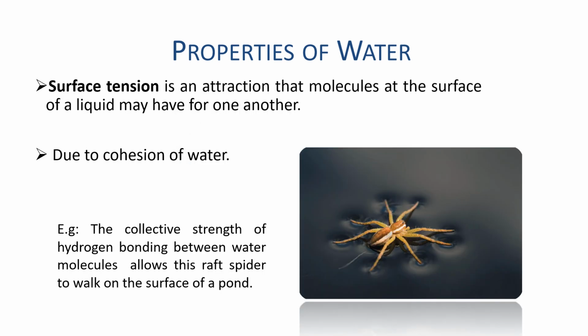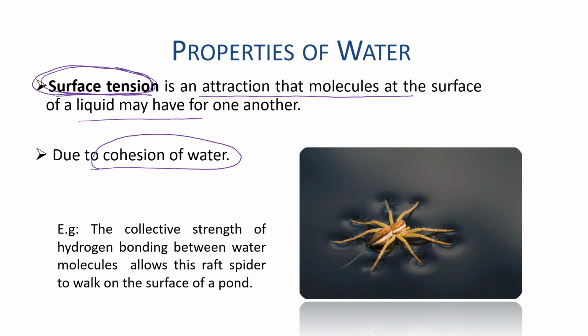The next property of water is surface tension. Surface tension is created due to cohesion, the attraction between water molecules through the formation of hydrogen bonds. So surface tension is an attraction that molecules at the surface of a liquid may have for one another. So cohesion between water molecules results in surface tension at the surface of a body of water. For example here, the collective strength of hydrogen bonding between water molecules creates surface tension at the surface of this water and allows this spider to walk on the surface of a pond.